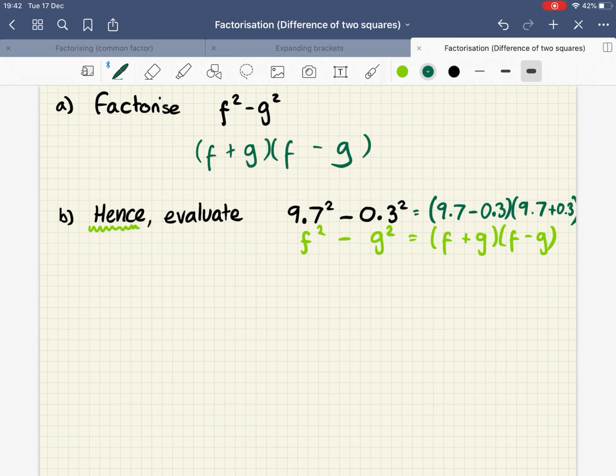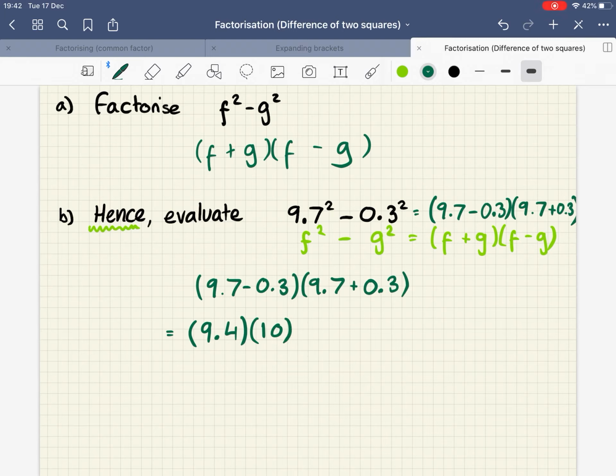I'm just going to write it out again down here, just so the next part is a bit more obvious. So then I'm actually just going to do these little sums. I'm first going to do 9.7 take away 0.3, so that's just going to be 9.4. And then I'll do 9.7 add 0.3, so that's just going to be 10. And remember, two brackets next to each other just means they're multiplying. So I'm doing 9.4 times 10, which is just 94. So that is one other way that this type of factorisation question could come up.